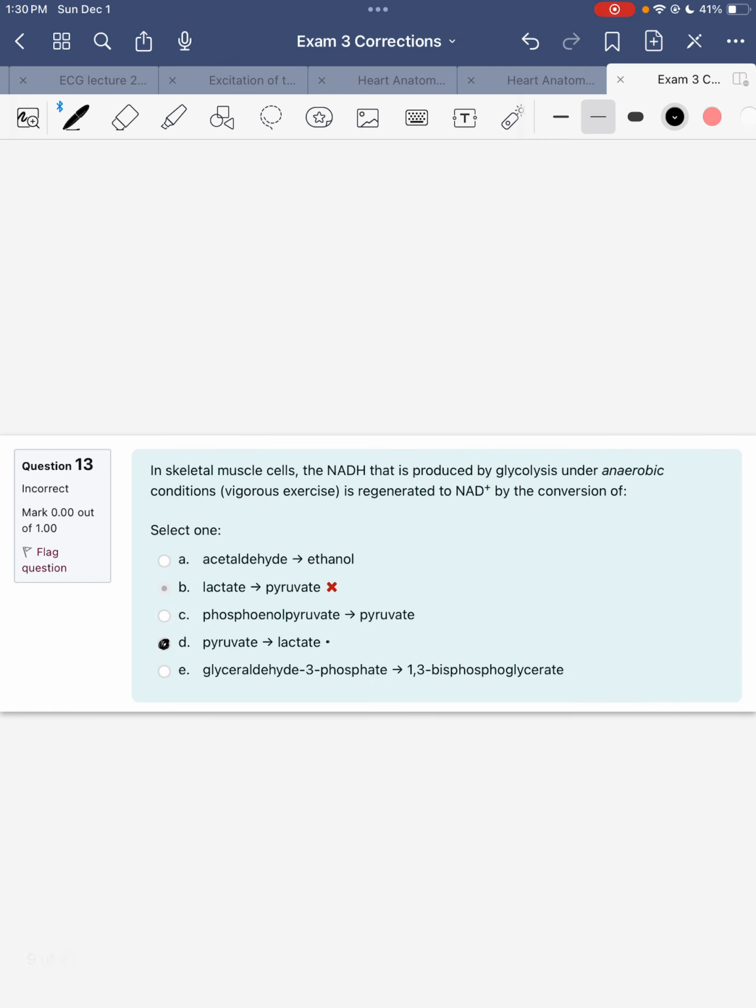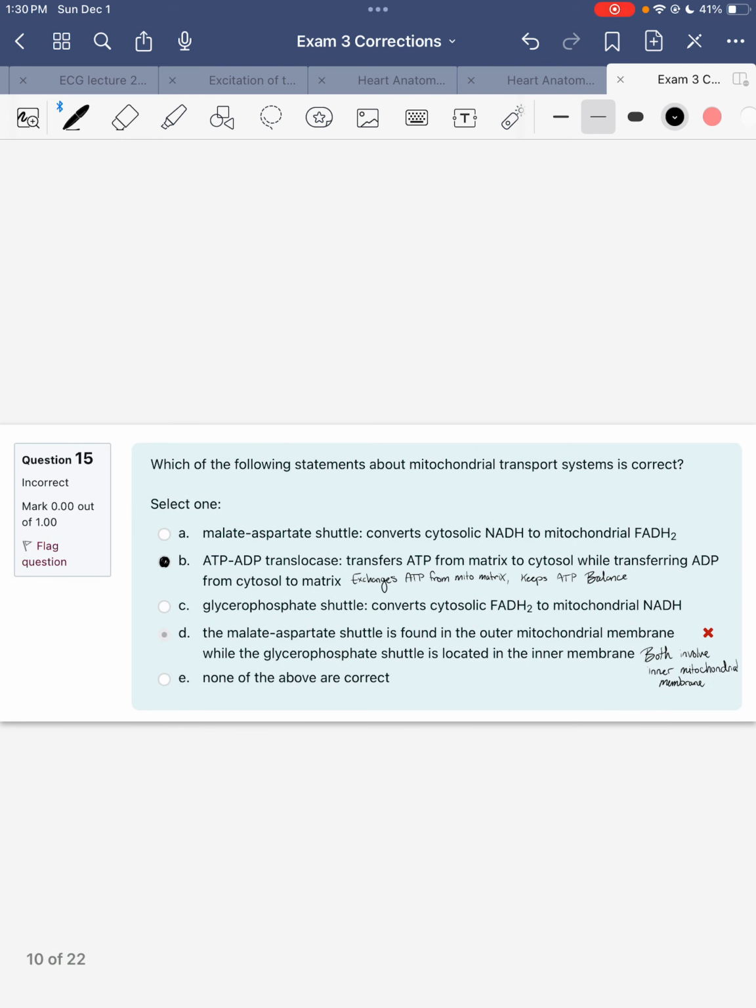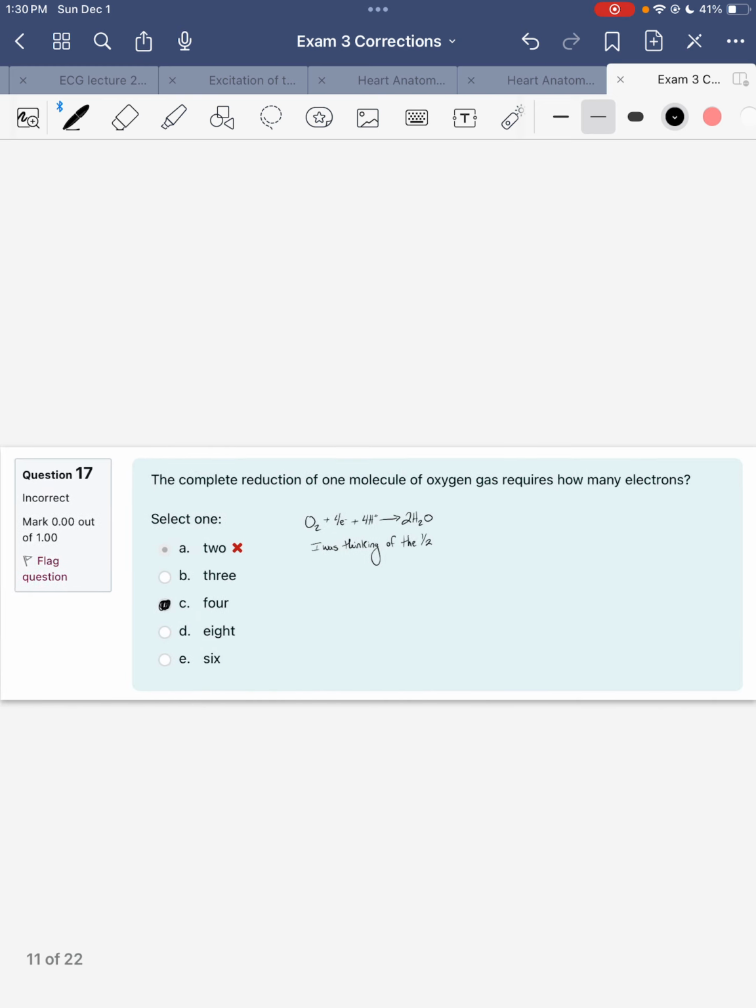Number 13, it should be pyruvate to lactate. Again, I just flipped it around in my head, just switching it around. 15, it should be B because the exchange of the ATP from the mitochondrial matrix keeps the ATP balance, whereas D, they both involve the inner mitochondrial membrane, not just one or the other.